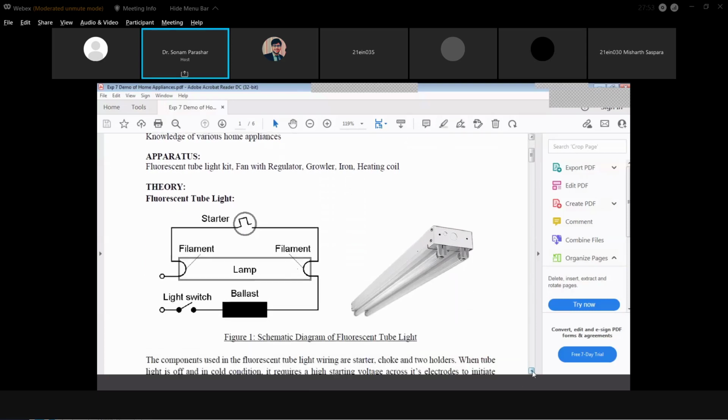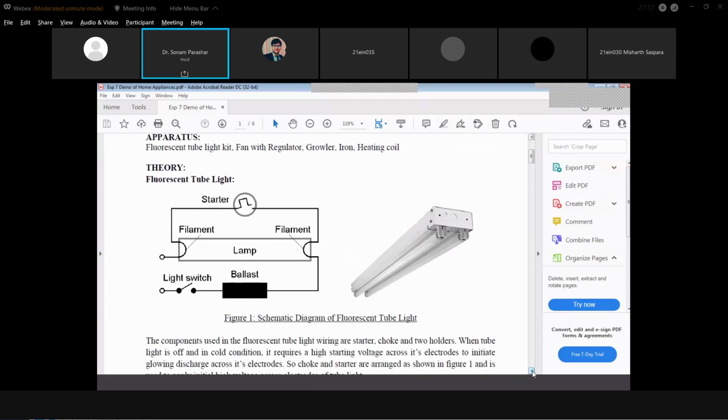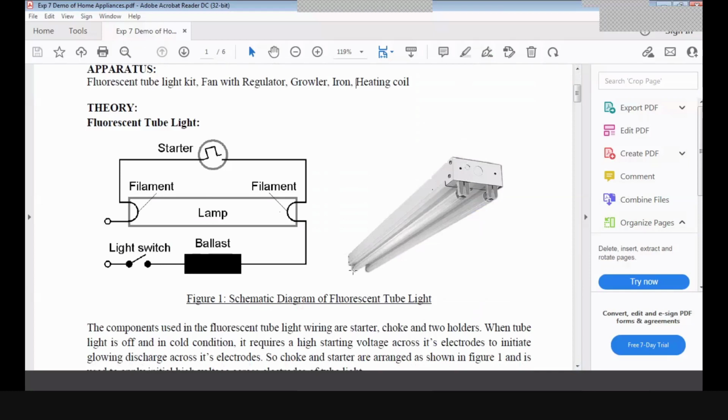Now if we are talking about the fluorescent tube light kit, you already know this is the tube light. Actually this is a lamp filled with argon gas, and these are the holders of the lamp. Inside this lamp there are filaments or electrodes, you can call them. If you switch on the supply, so that current flows through the circuit, the electrodes will generate electrons inside this lamp, and the argon will be ionized, and the argon has the property to illuminate, right?